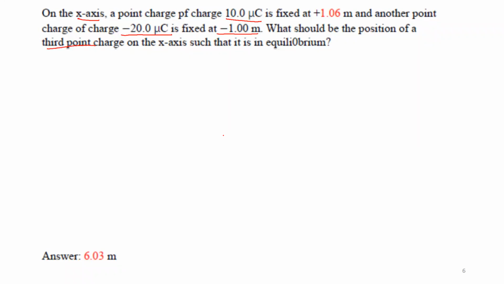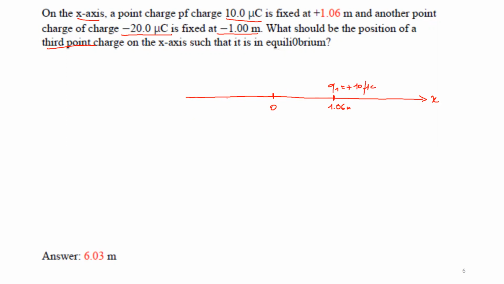Number one, let me draw my x-axis. This is my x-axis. This is my origin. Now the first point charge is positive and it's located here at 1.06 meters. And I have Q1, which is just plus 10 microcoulomb.